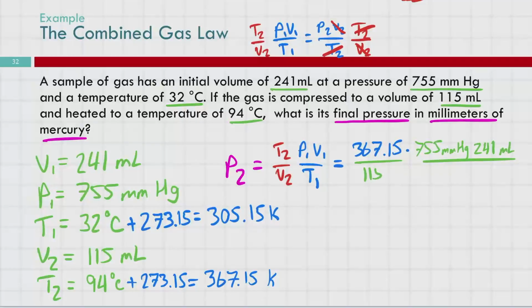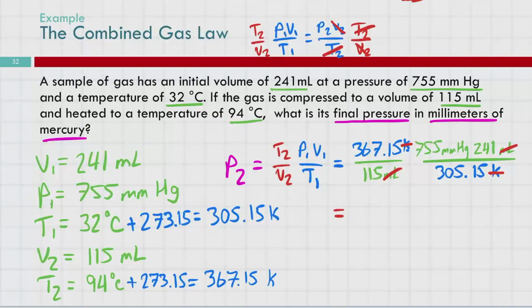V2, T1. Should look something like that. And then our Kelvin cancel, our milliliters cancel. We're left with the unit we wanted, millimeters of mercury.